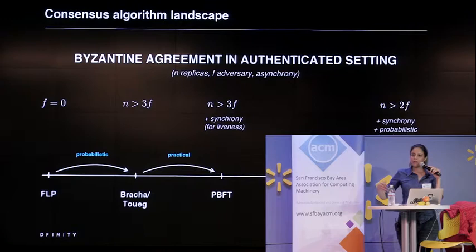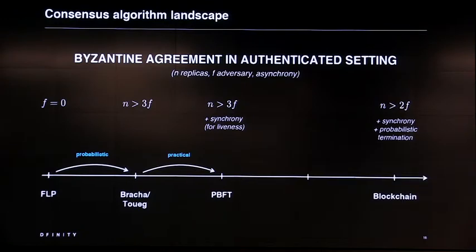And then on the other spectrum, we had blockchains, which have a different assumption. They assume synchrony for safety and liveness. And with this specific new assumption, they can break the Bracha and Toueg impossibility result. They showed that if n is larger than 2f, you can reach agreement.